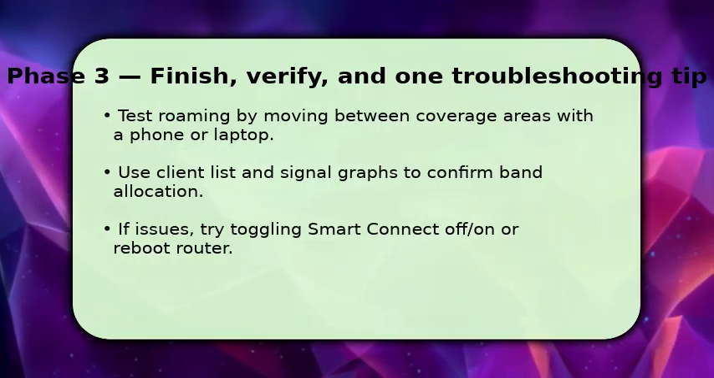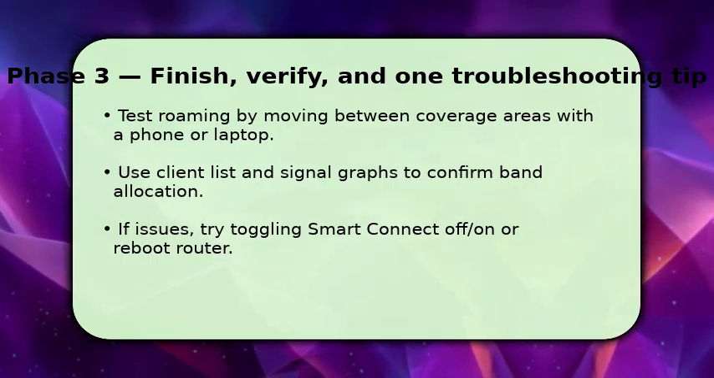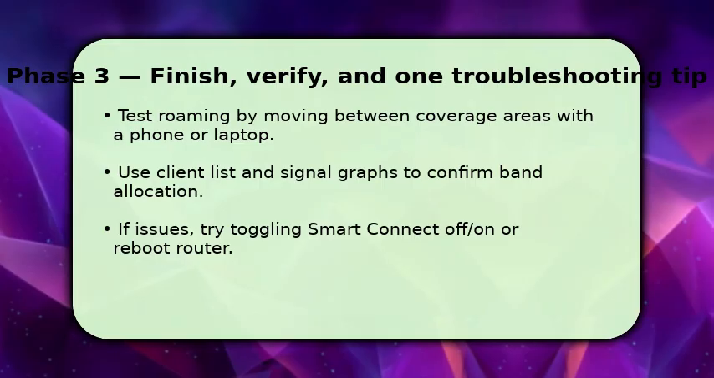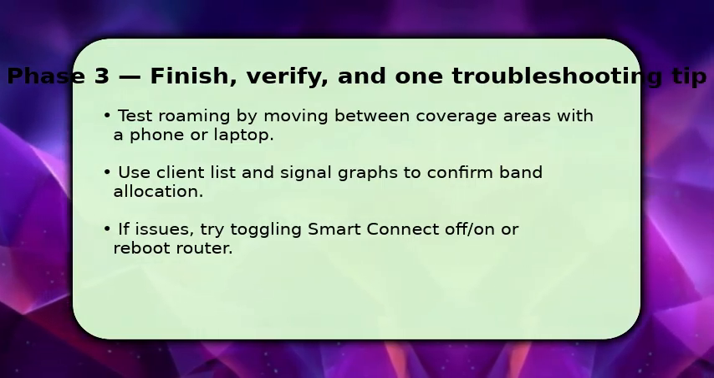This often clears cached associations. If problems persist, reduce channel width or set manual channels to avoid local interference. Those steps usually resolve the few edge cases that remain.